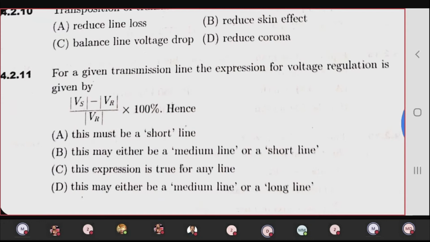You know the voltage regulation expression in machines as well as in transmission lines; both are the same. In machines you have no load and full load, in a transmission line we have sending and receiving ends. But the regulation remains the same for all electrical parameters. So Vs minus VR by VR into 100. Which line is it applicable to? Either short line, medium line or long line.